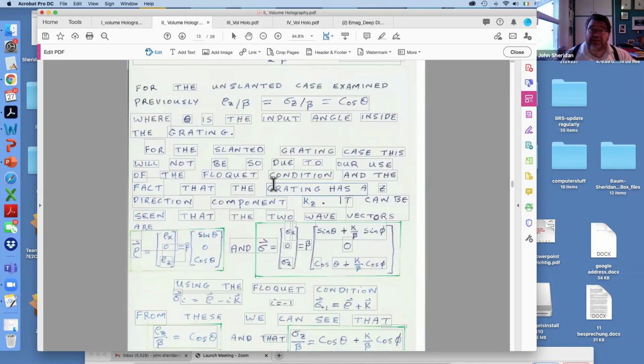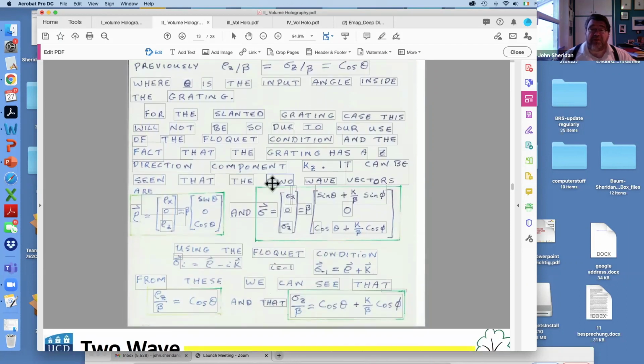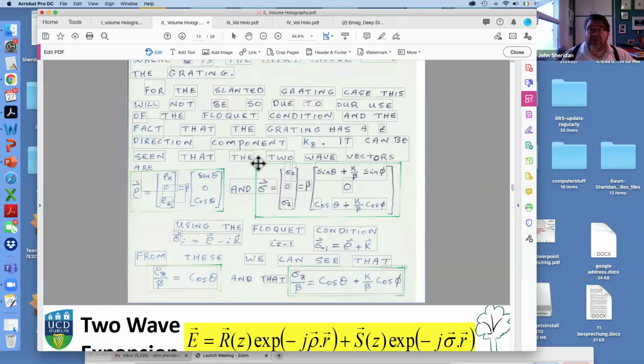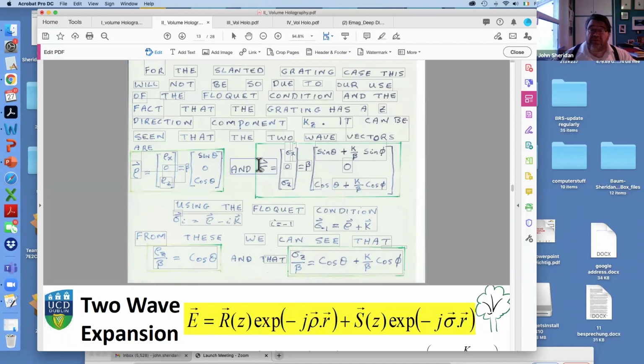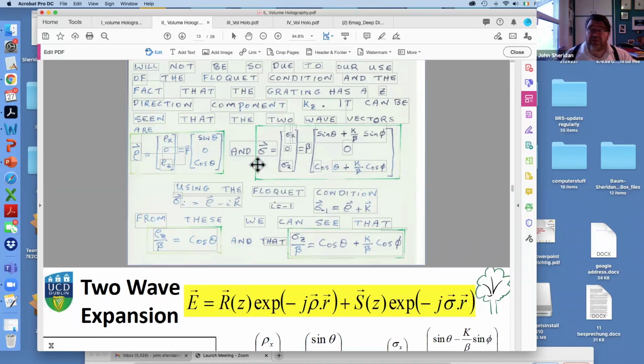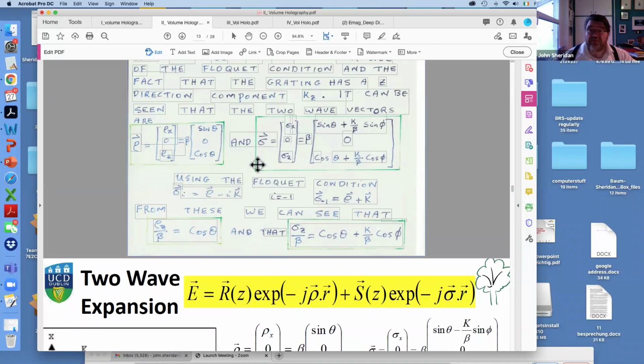But in the slanted case, it's slightly more complicated. It's not simply so straightforward, because of our use of the Floquet condition. Because our angle inside, this rho divided by beta, that's not going to change, that's our input. But our sigma divided by beta is going to change because we've used the Floquet condition to decide what the actual direction of the plane wave is inside the volume. So our sigma, we're going to have these two components, beta times this and beta times this.